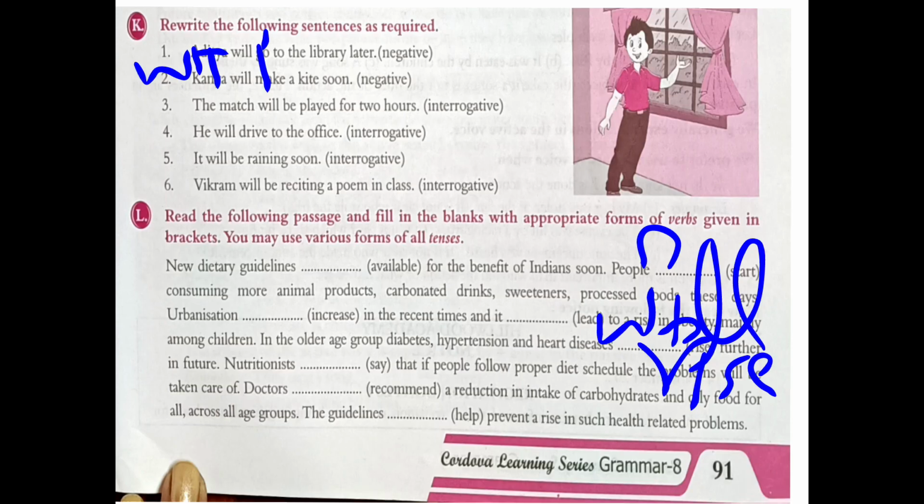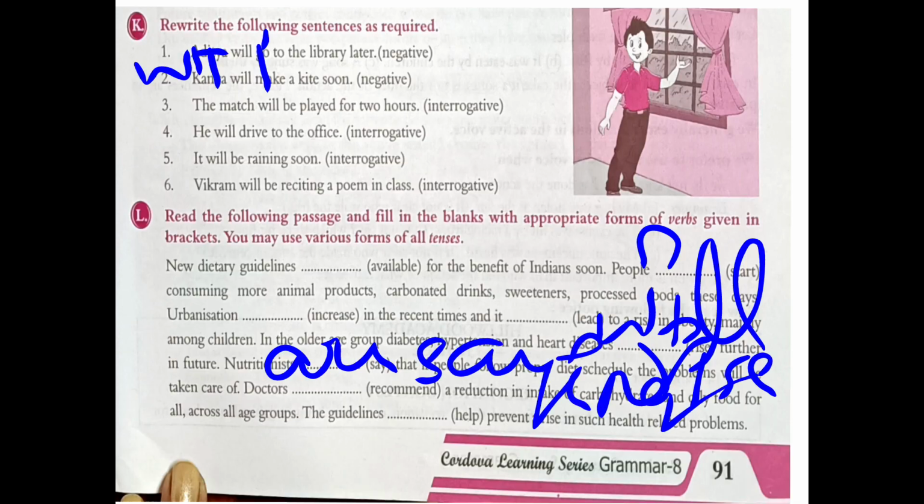Nutritionists are saying. So what will be right here? Nutritionists are saying that if people follow a proper diet schedule, the problems will be taken care of. Doctors recommend. So here recommend gets an s added. Recommends a reduction in intake of carbohydrates and oily food across all age groups. The guidelines will help. Okay.